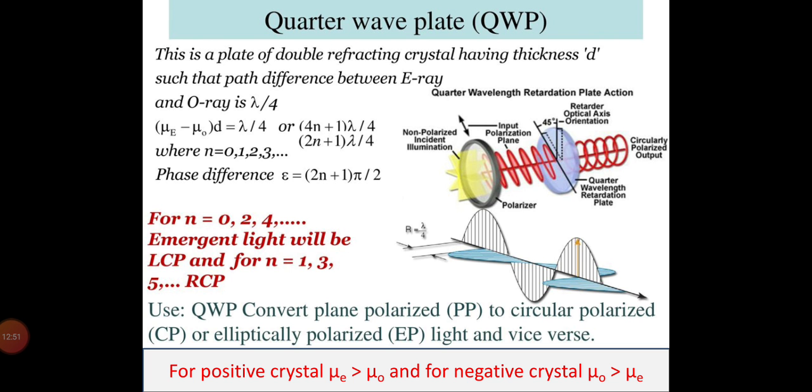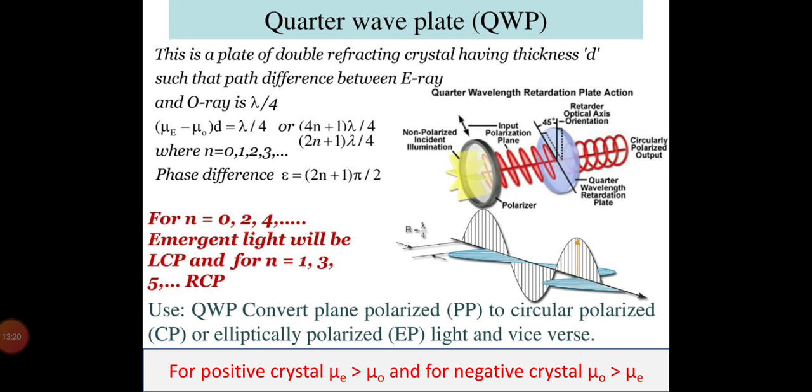What is a quarter wave plate? It is a uniaxial doubly refracting crystal plate cut with its optic axis parallel to the refracting faces and having a thickness such that it can produce a phase difference of pi by 2. If I say a phase difference of pi by 2, it means a path difference of lambda by 4 between the O component and E component. Then this particular plate will be known as a quarter wave plate.